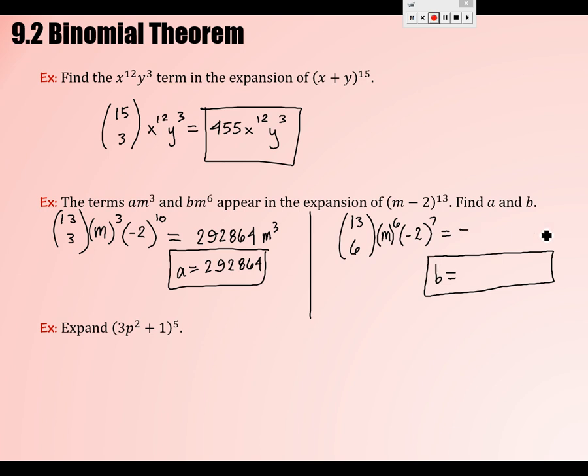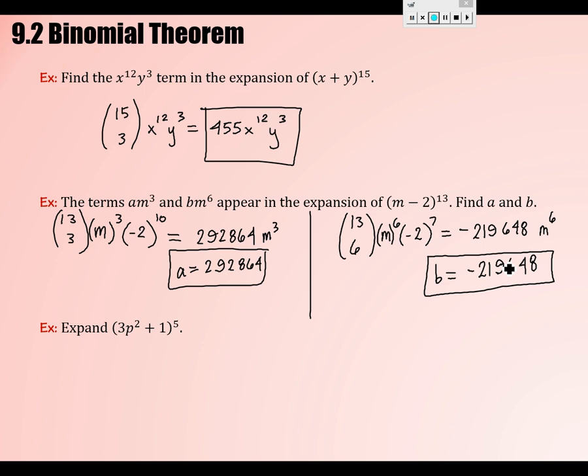So does someone have that at the ready? What is that? Is it -219,648? I don't know. Is it 219? Say it again. -219,648. Is that right? Can someone else confirm, please? I may be wrong. So that's the value of b then.